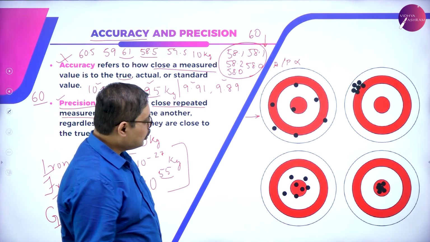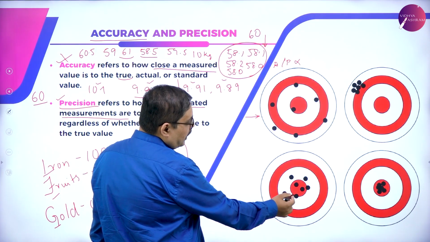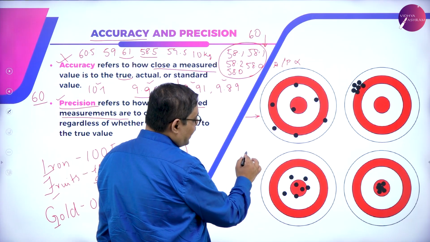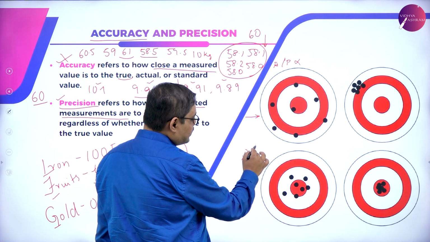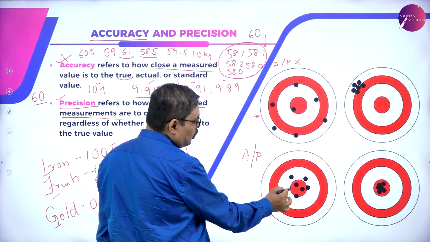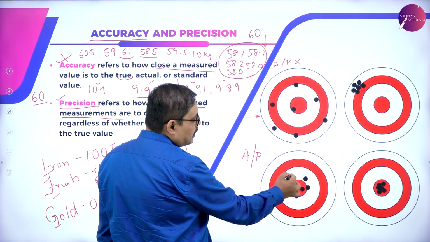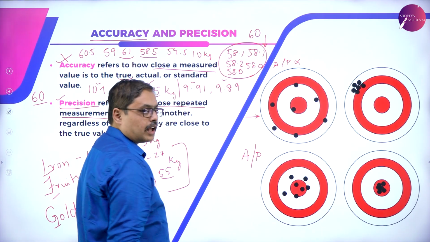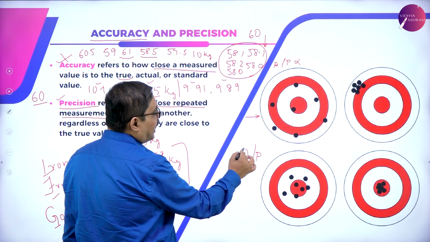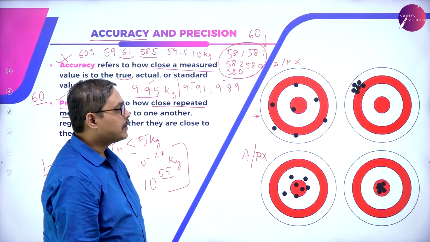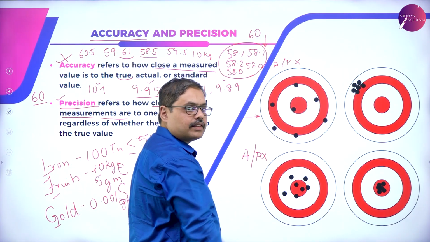Then we go to player 2. Okay, player 2 hits it in this range. This is quite close to the bullseye. Within the red mark itself, I have got 4 arrows. Slightly outside that, I have got 3 arrows. So this is accurate, but not precise. Then I move to player 3.